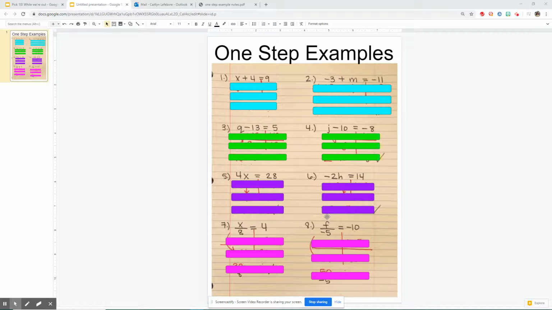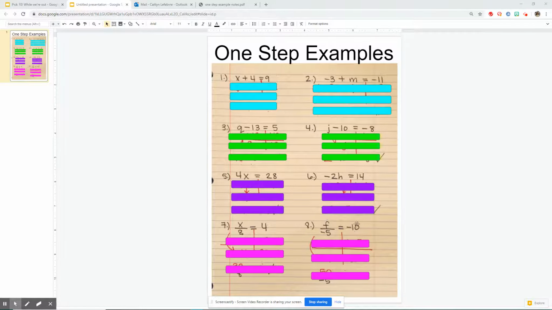All right, guys, I'm going to take you through these one-step equation examples. First, we have to remember that when we're trying to solve one-step or two-step equations, the whole goal is getting the variable by itself. So we're getting the letter by itself. And to do that, we have to undo whatever's around the variable.